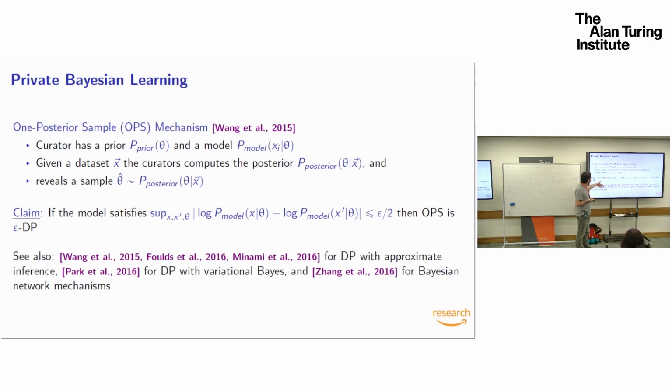And then there's obviously, if you're doing Bayesian machine learning, you can also do variational approaches, and there's this paper that does differential privacy for variational Bayes. And then there are more advanced or specialized algorithms for particular kinds of models like Bayesian networks.